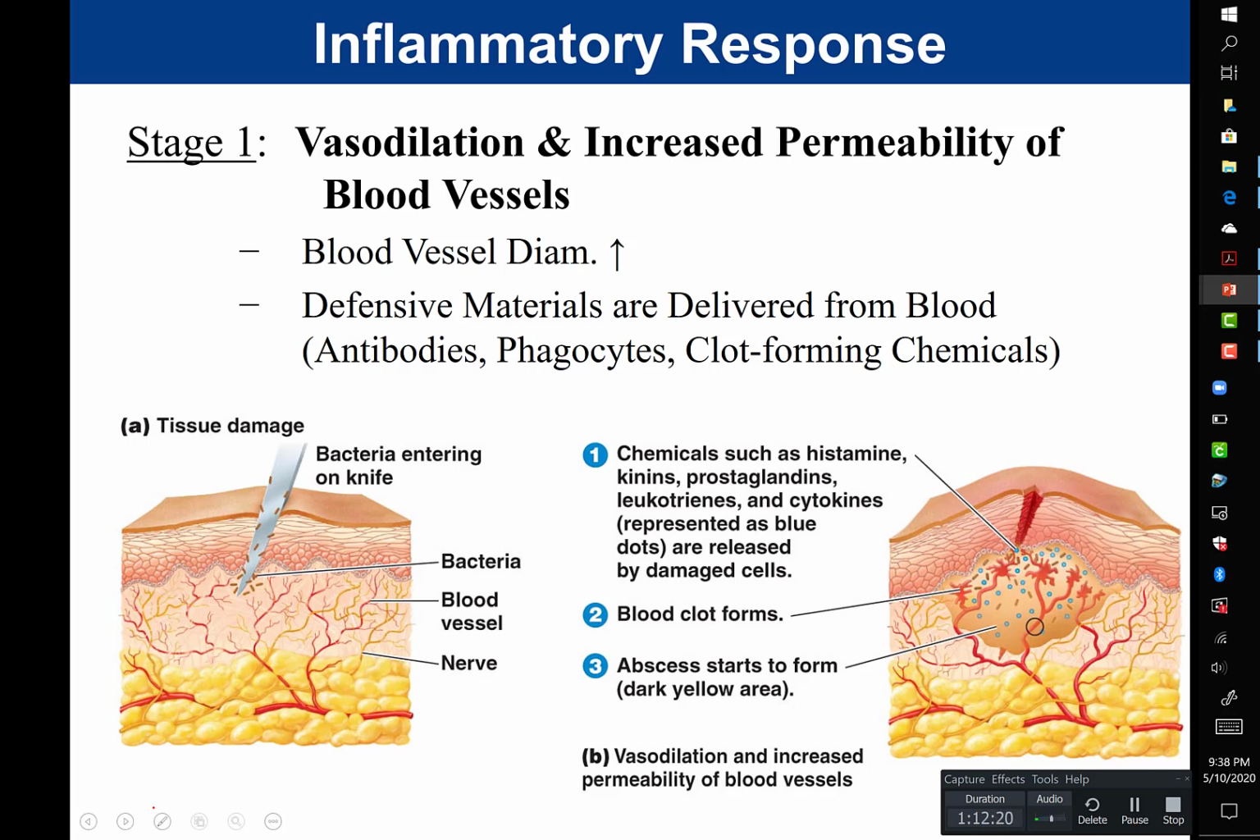And so these chemical signals are going to attract cells to where the damage occurs. A blood clot is going to form, and that blood clot is going to trap microbes to prevent further spread, right? Because as they form this blood clot, it's going to prevent other invaders from getting in. Now, an abscess is going to start to form. That's this dark yellow area.